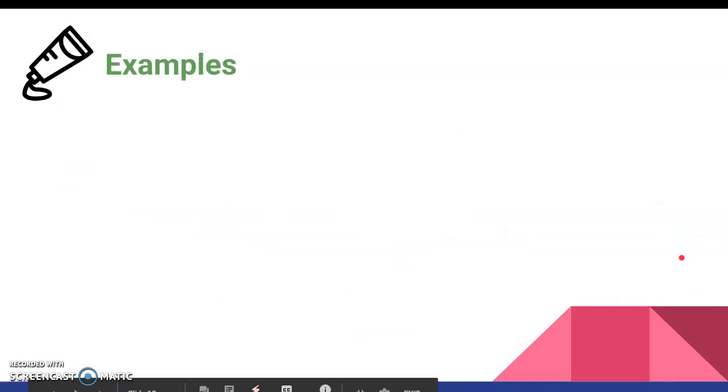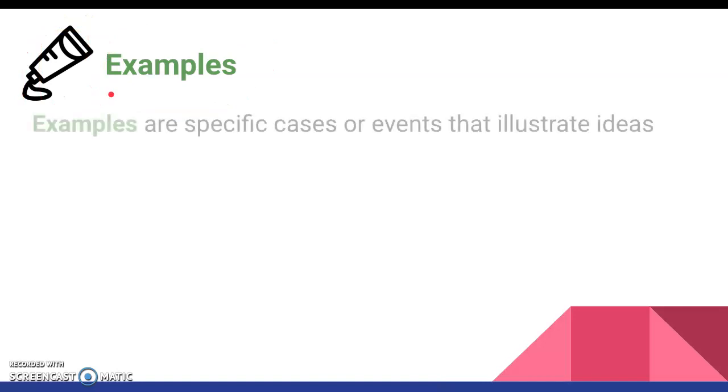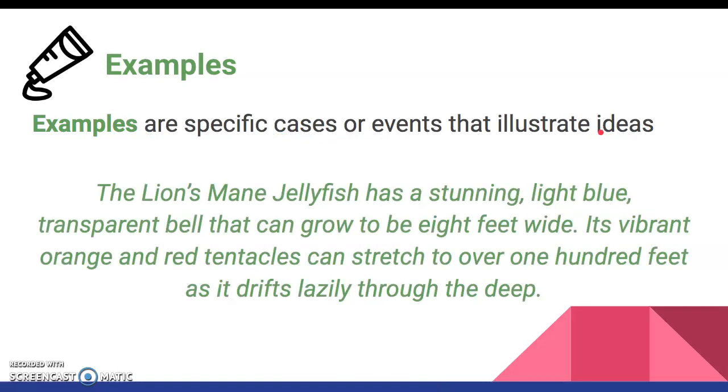The last thing we're going to talk about here, examples, the glue that we're using on our chair. Okay, examples are specific cases or events that illustrate ideas. So here's an example of a very cool jellyfish. The lion's mane jellyfish has a stunning light blue transparent bell that can grow to be 8 feet wide. Its vibrant orange and red tentacles can stretch to over 100 feet as it drifts lazily through the deep.